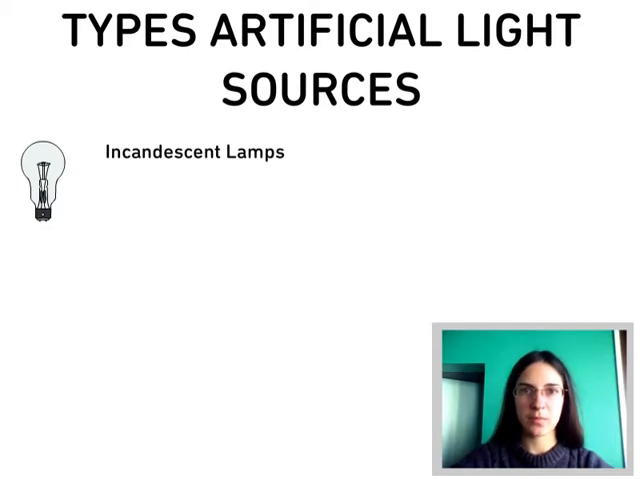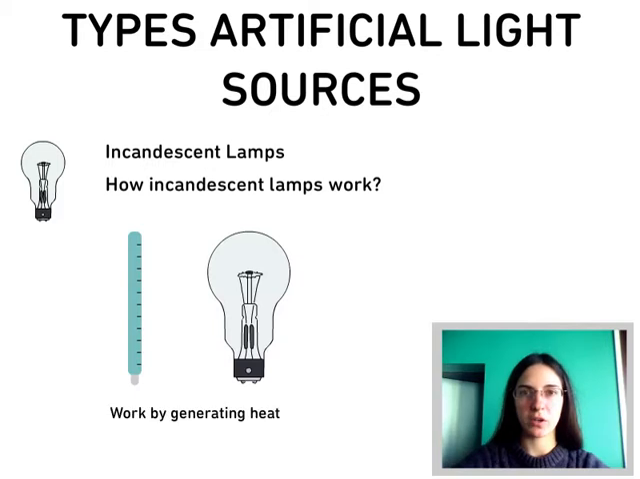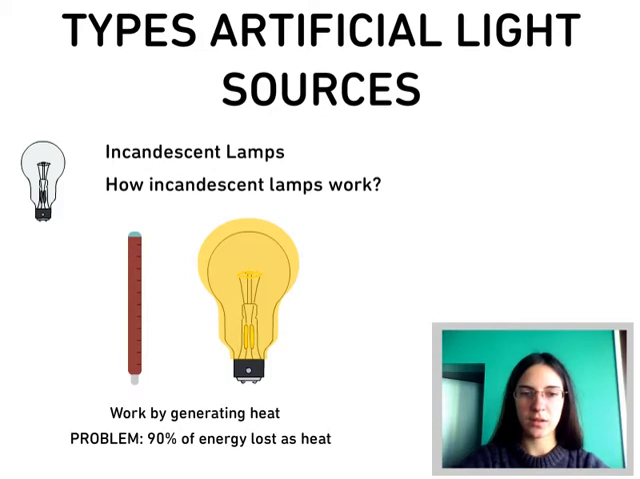Incandescent lamps. How incandescent lamps work. Incandescent lights work by generating heat. When a body is hot enough, it starts to emit light. The problem is that very high temperatures are needed to achieve an efficient performance. 90% of the energy provided to incandescent lights is lost in the form of waste heat.